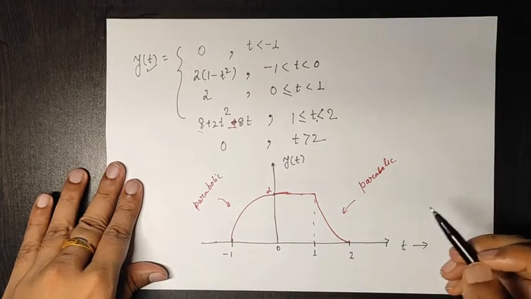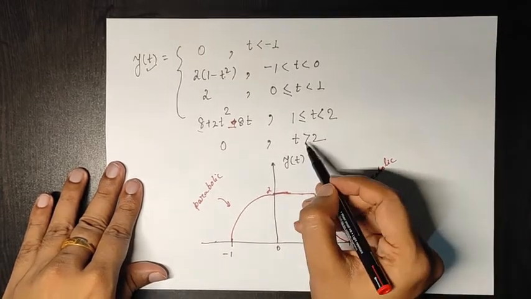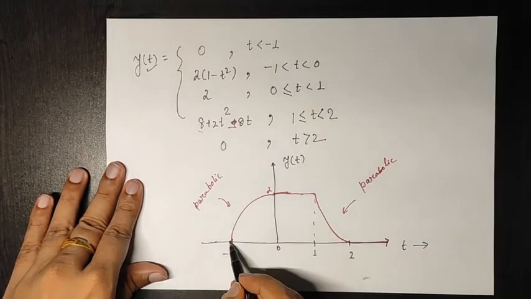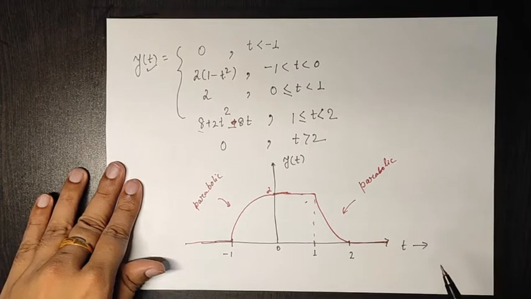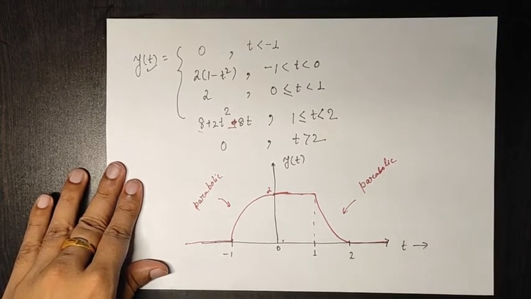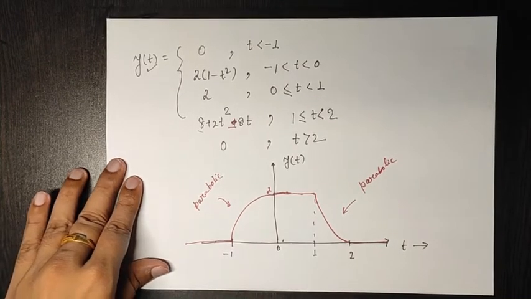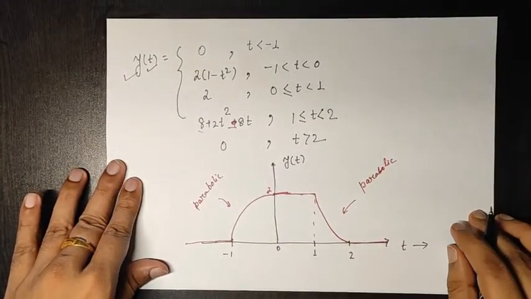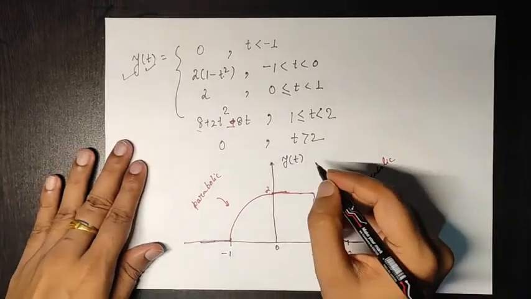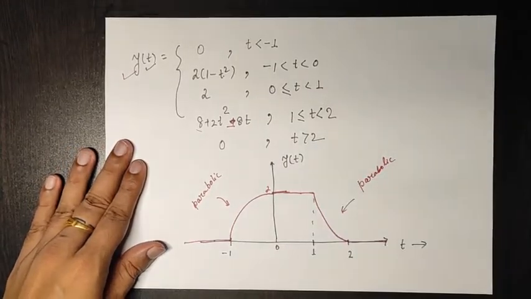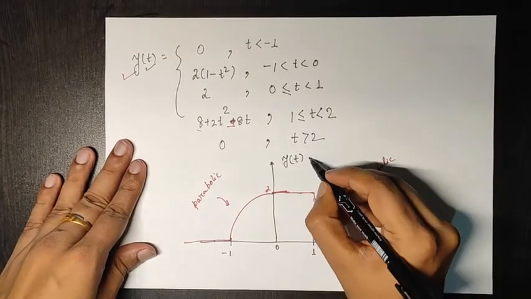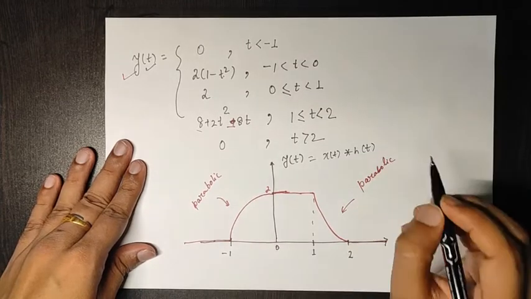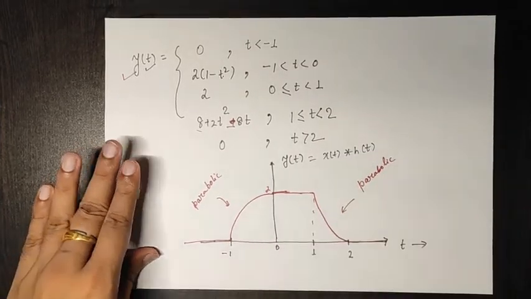And this is the straight line. So this is 0 for t greater than 2, and for t less than -1 also it's 0. So this is the final plot, or you can say this is the plot of the convolution sum y of t. So this is y of t equals x of t convolution h of t. It can be plotted roughly like this.